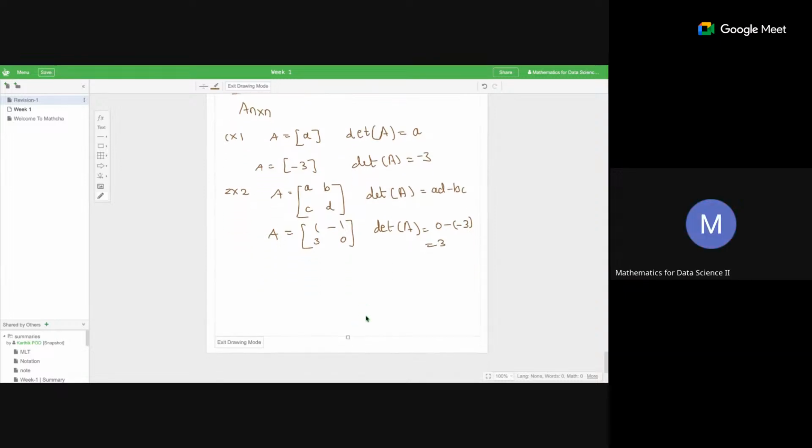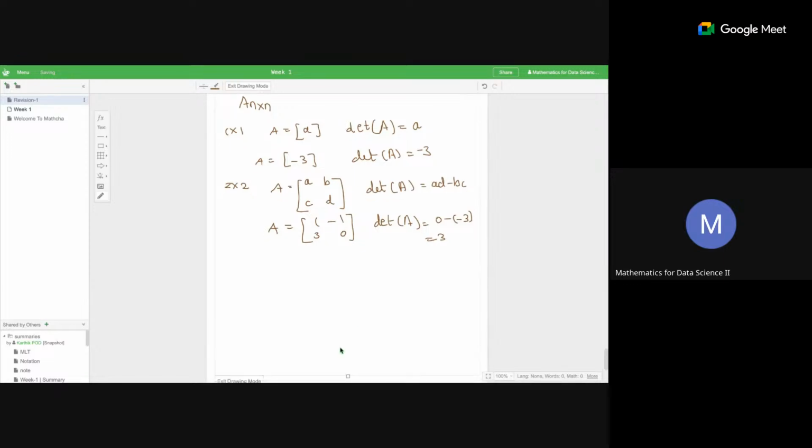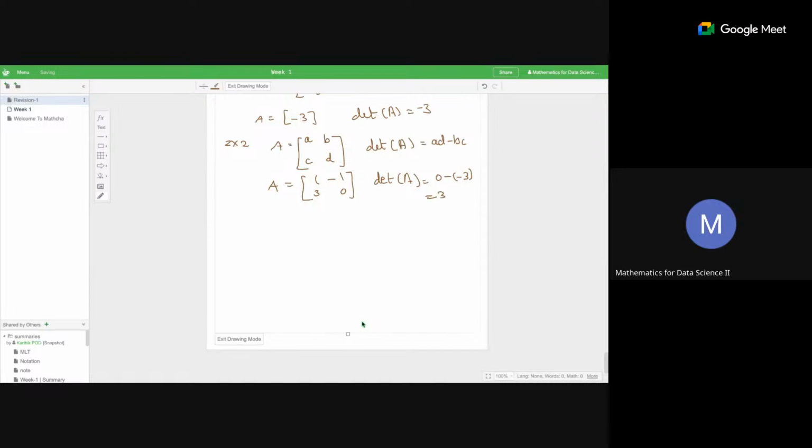So up to 1 by 1 and 2 by 2, it is very simple. For 3 by 3, first let us look at one specific formula, and later on I will give you a more general formula. At this moment I am going to give you one specific formula for finding the determinant of a 3 by 3 matrix. Even for the 2 by 2 matrix I have given only one specific formula. You can find it in other ways also. For 2 by 2 it anyway reduces to the same expression, but for 3 by 3 there can be several different possible ways.